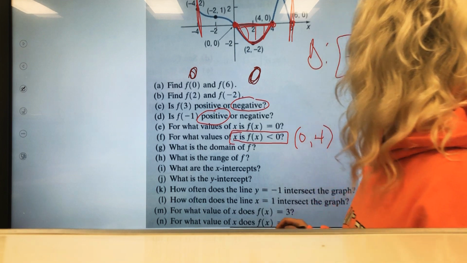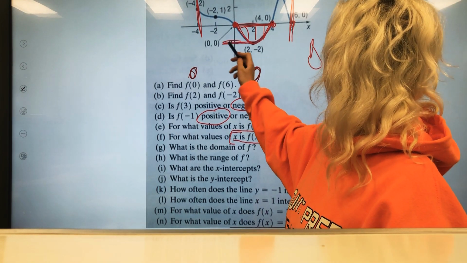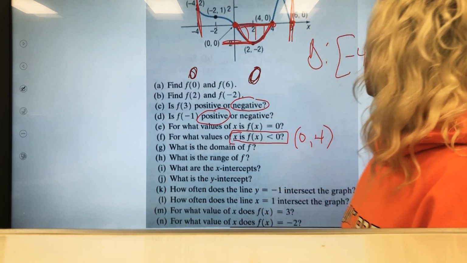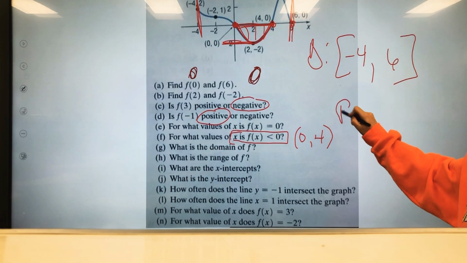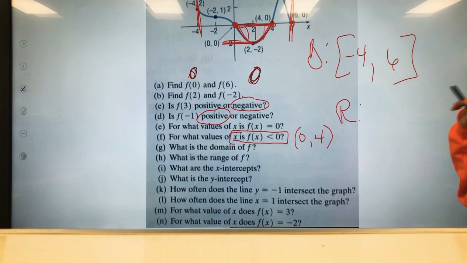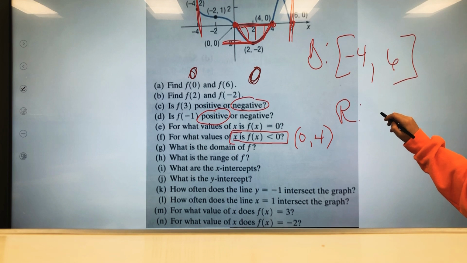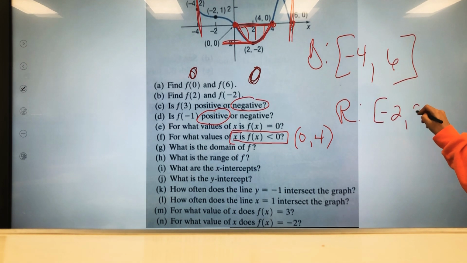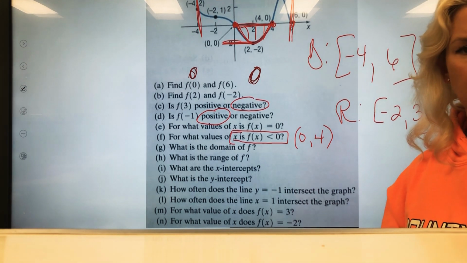Okay, what is my range? How far down and up does it go? From negative 2 up to 3. Right? So my range, right, is when my y goes from, what did I say? Negative 2 to 3. Right? Those are your y's.